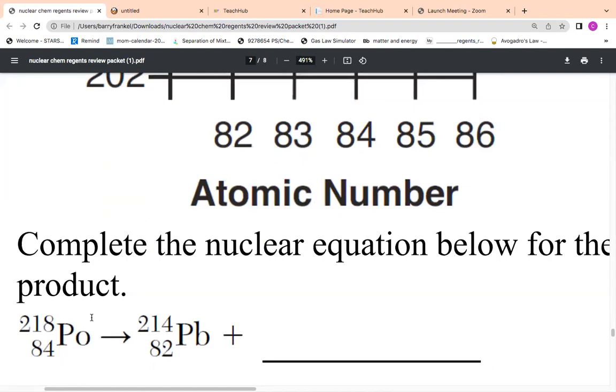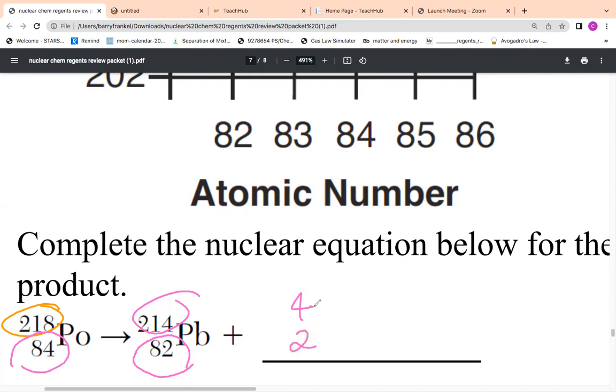So we have polonium-218 undergoing some sort of change to become lead-214. We want to figure out what particle this thing is going to emit. Again, you want to make sure that everything is balanced on both sides. Our mass number on the reactant side is 218. On the product side, it's 214. So what do we have to add to 214 to get 218? Well, I have to add 4. On this side, atomic number is 84. On this side, it's only 82. What do I have to add to 82 to make it 84? Well, I have to add 2.